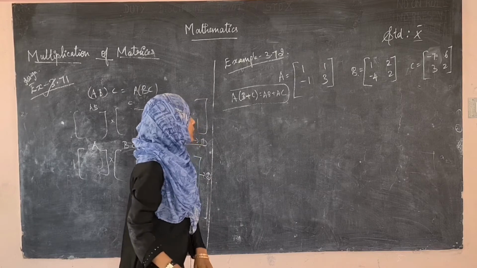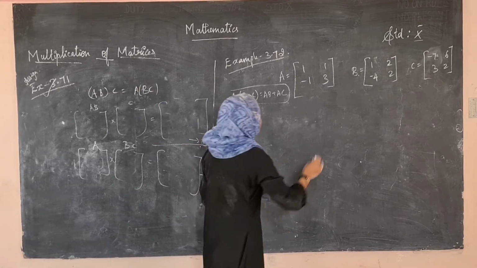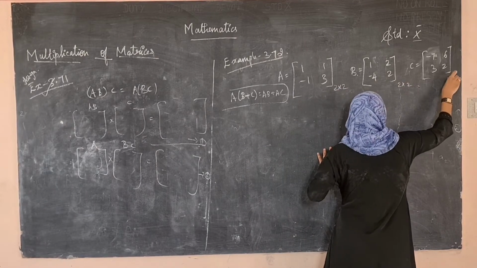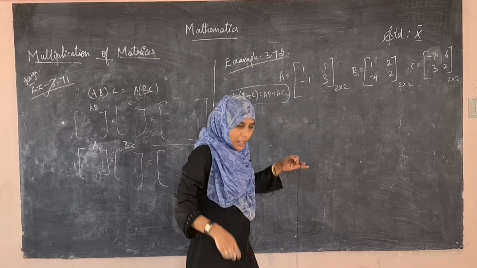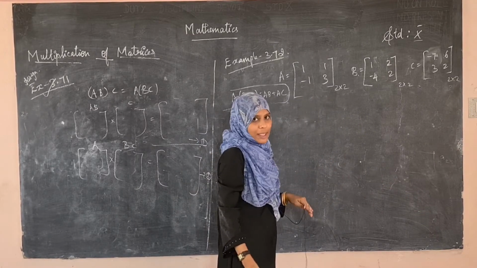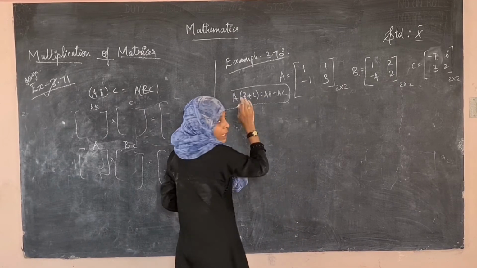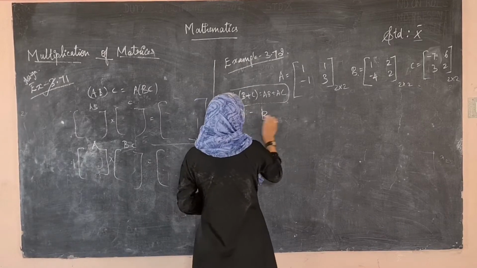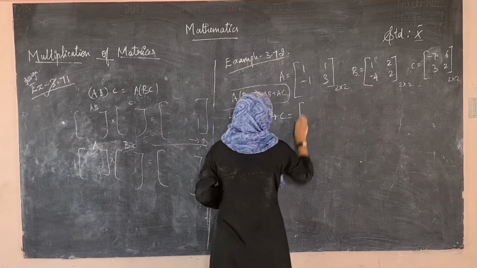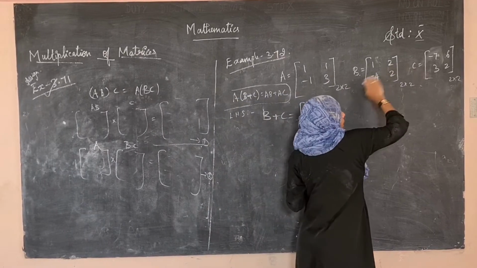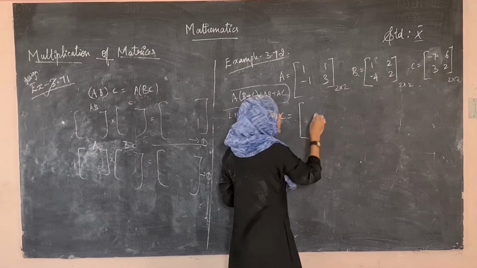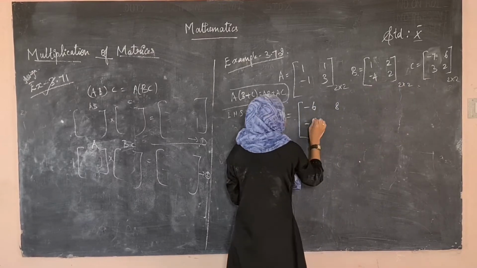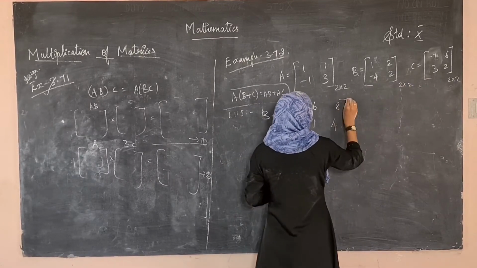See, first let us take the left hand side. This is the order of the matrix, 2 cross 2. Here is also 2 cross 2, and here is also 2 cross 2. Therefore, we can perform addition and also multiplication. Let us take the LHS first. For LHS first you have to take B plus C, so you have to add B and C. You can directly add the elements respectively. 1 minus 7 is minus 6. 2 plus 6 is 8. Minus 4 plus 3 is minus 1. 2 plus 2 is 4.